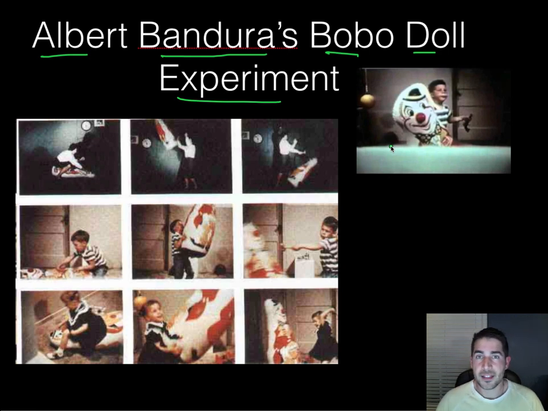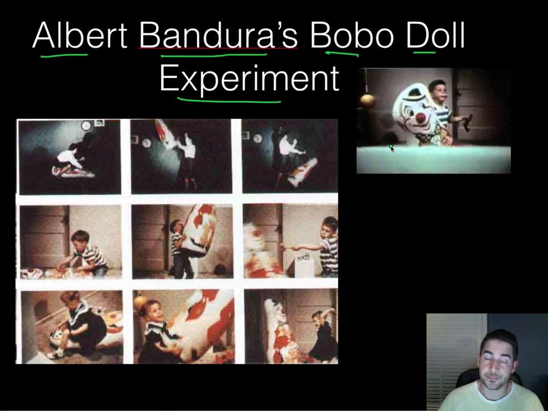Then they take the kids and put them in a room. It's not the exact same room, but the room has the Bobo doll in it, and it also has a lot of other fun toys that lots of kids during this time period would love. Any kid would find enjoyment in them. Well, what happened is the kids who watched the aggressive behavior were much more likely to be aggressive while they were playing by themselves. Again, these kids are by themselves in this room. There's nobody around, just a camera watching them.